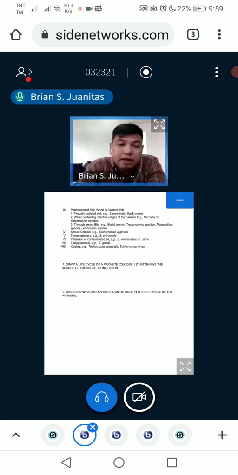So for our activity class, you need to draw a life cycle of a parasite. Choose one that shows the source of exposure to infection. Mamimili lang kayo doon sa mga source of infection. Tubig ba? Soil ba? And you draw the life cycle of the parasite. And number 2, choose one vector and explain its role in the life cycle of the parasite. From those given vectors kanina, choose one and explain the role of that particular vector in the life cycle of parasite.